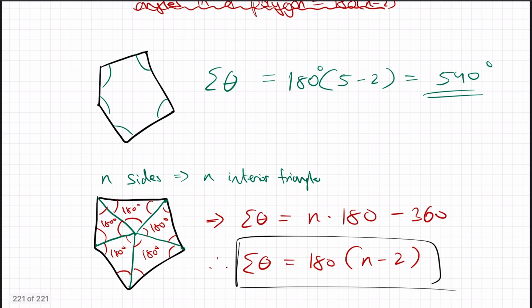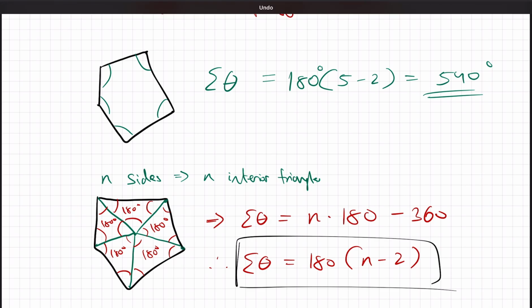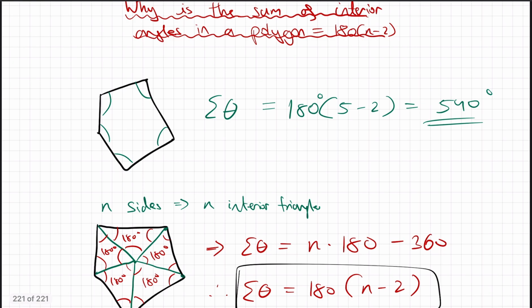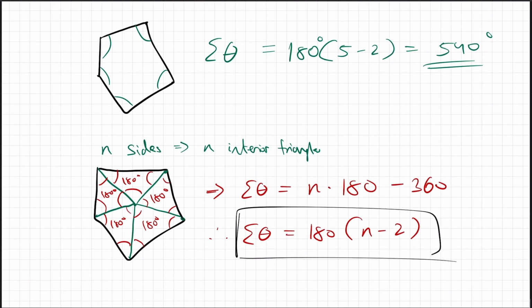You can do a similar proof if you want to show why the exterior angle is always 360 over n. You can see as n goes to infinity, the exterior angle gets smaller and smaller, and there are pretty similar proofs to show that, so that might be a future video. But yeah, that was why the sum of interior angles is always 180 times n minus 2.